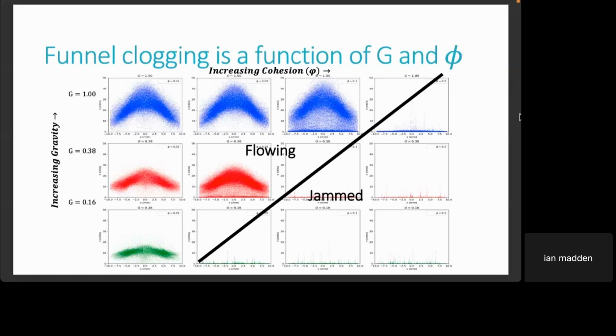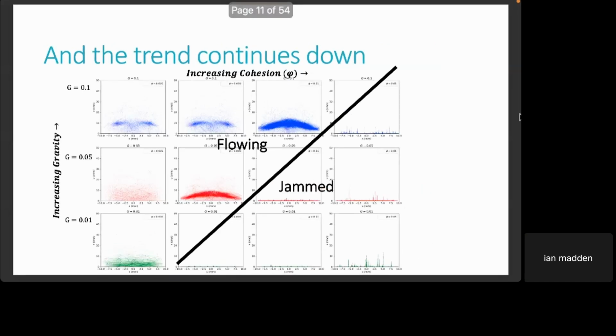Next slide, please. Just to show the robustness of this, as you go to even lower gravity and therefore also lower cohesions, the same phenomenon occurs.